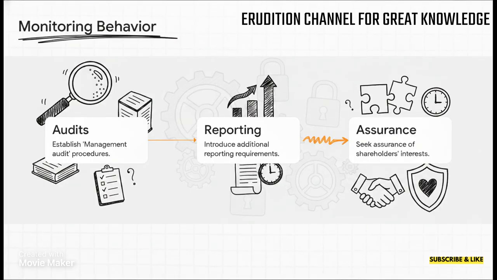Because financial incentives alone can trigger this kind of creative accounting, an alternative approach is required. And that approach relies heavily on monitoring manager behavior. This involves establishing strict management audit procedures, introducing additional reporting requirements, and actively seeking assurance from managers that the shareholders' interests will be foremost in their priorities. Basically, you have to trust, but rigidly verify.